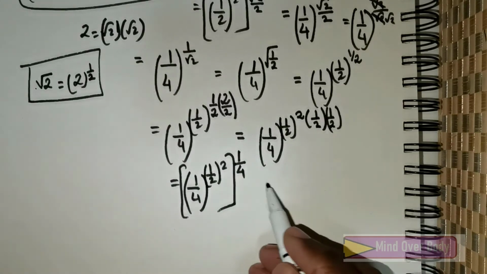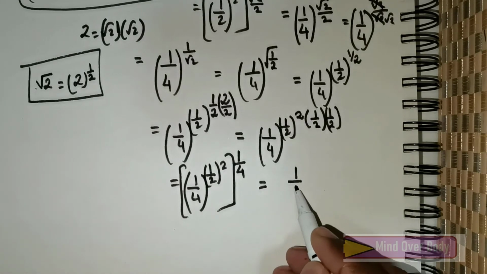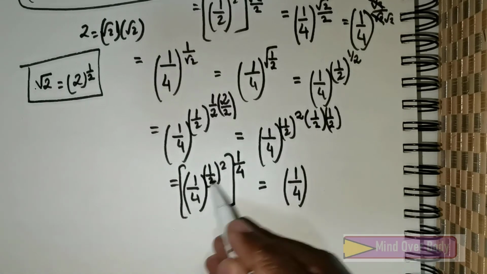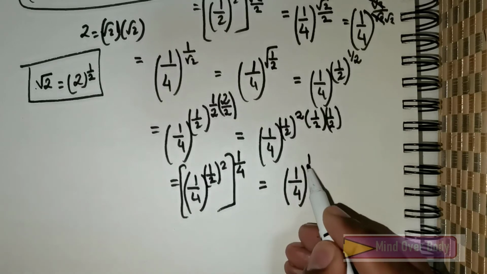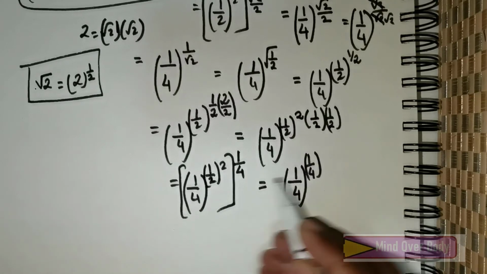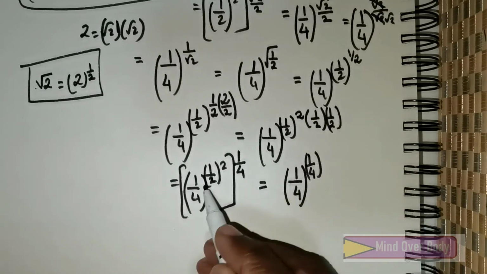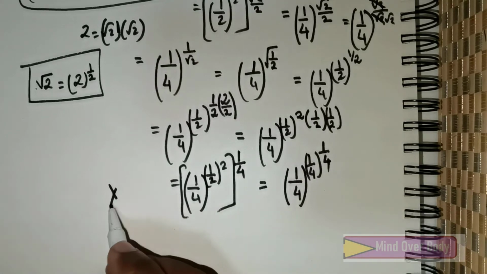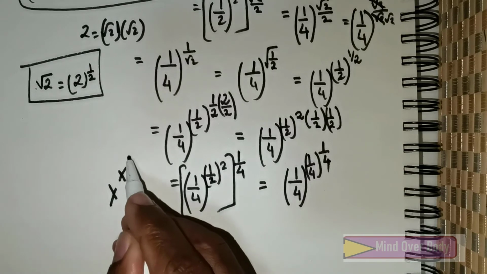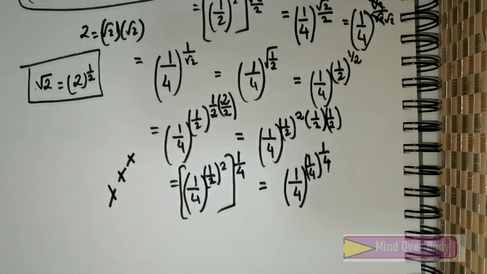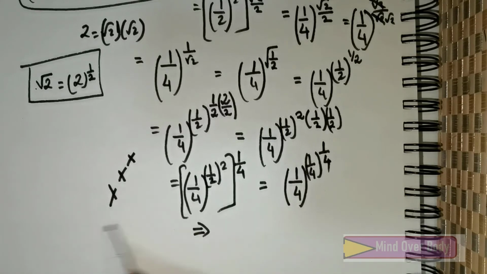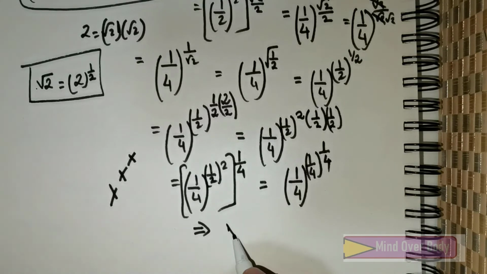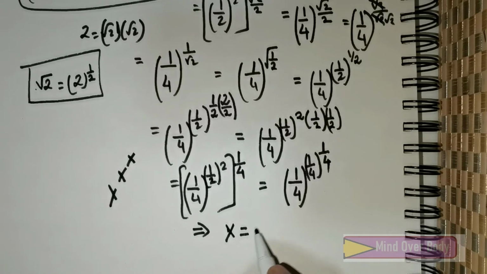Now 1 over 2 squared can be rewritten as 1 over 4 raised to the power. 1 over 2 squared is going to be 1 over 4, and that is being raised to the power of 1 over 4. And on the left side, I've got x raised to the power x, and that is in turn raised to the power x. So equating the left and the right, from this equation, I can clearly say that x is equal to 1 over 4.